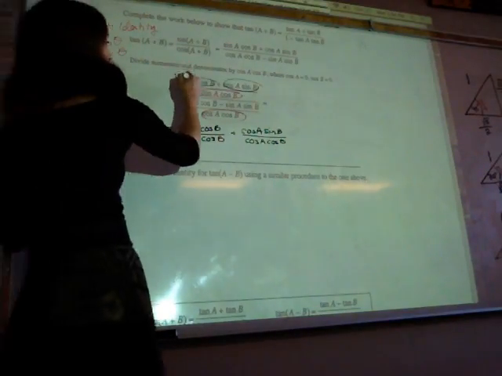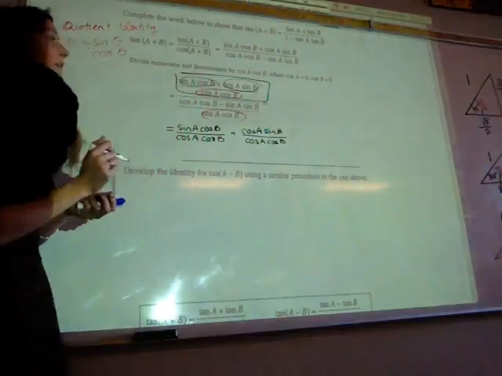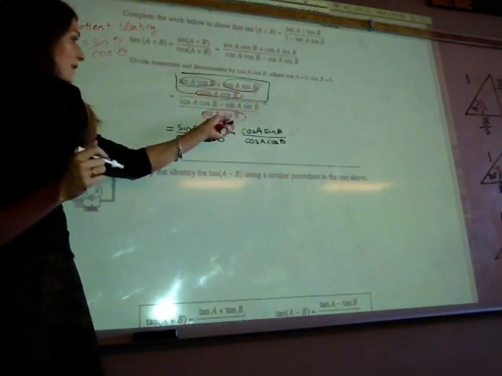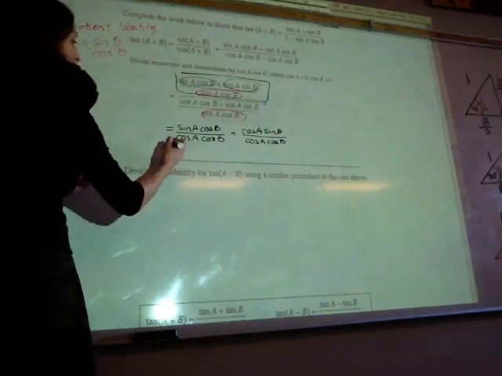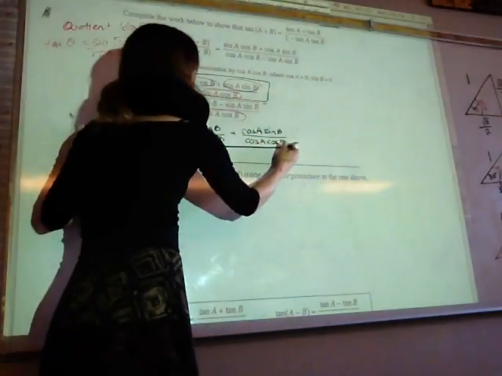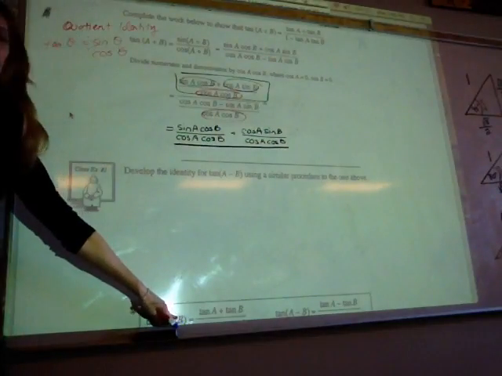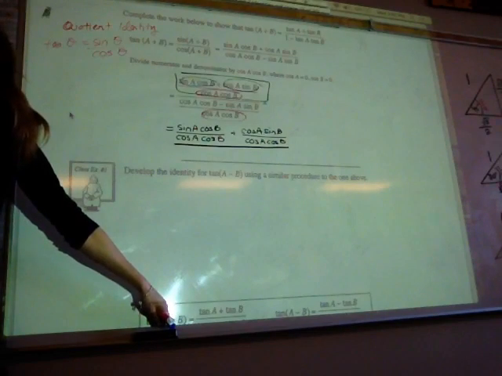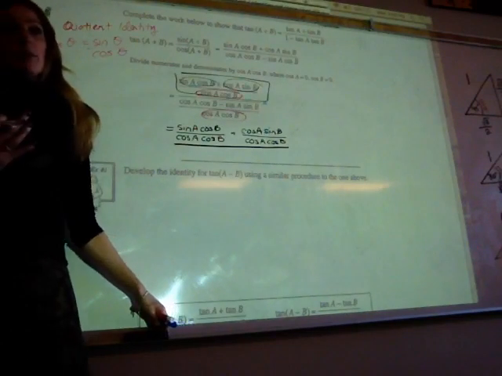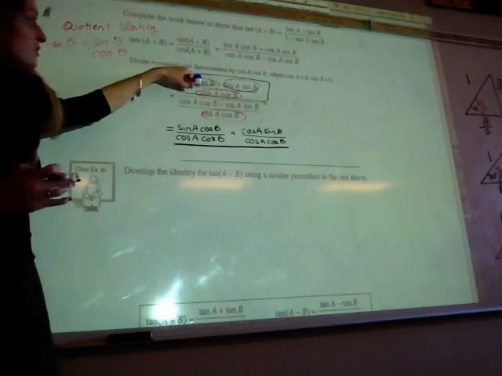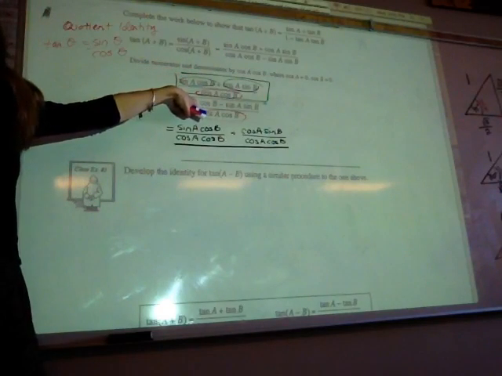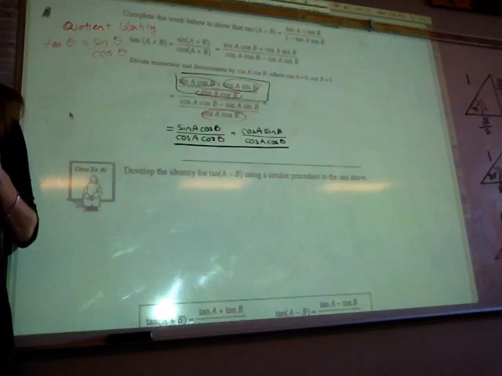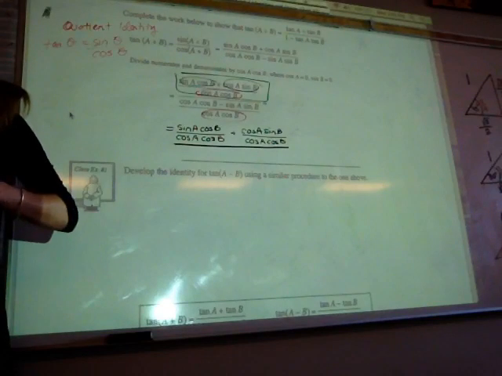Okay, that's just the numerator. Now we have to apply cosine A, cosine B to both terms in the denominator. And so, what's our end goal right now? Our end goal is we're trying to prove this identity at the very bottom. I'm just showing you this example because you have to show a little bit of creativity to come up with this step.